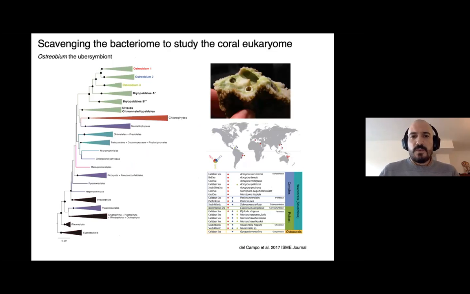Basically, what I did was to take the sequences that were previously characterized as novel groups of cyanobacteria and reanalyze them. What I found is that they were not novel groups of cyanobacteria, but 16S sequences coming from the chloroplast of a group of algae living within the corals, in this case, Ostreobium. And Ostreobium is a very interesting algae. It's an endolithic algae that lives within the skeleton of the coral. And in normal conditions, it remains there.